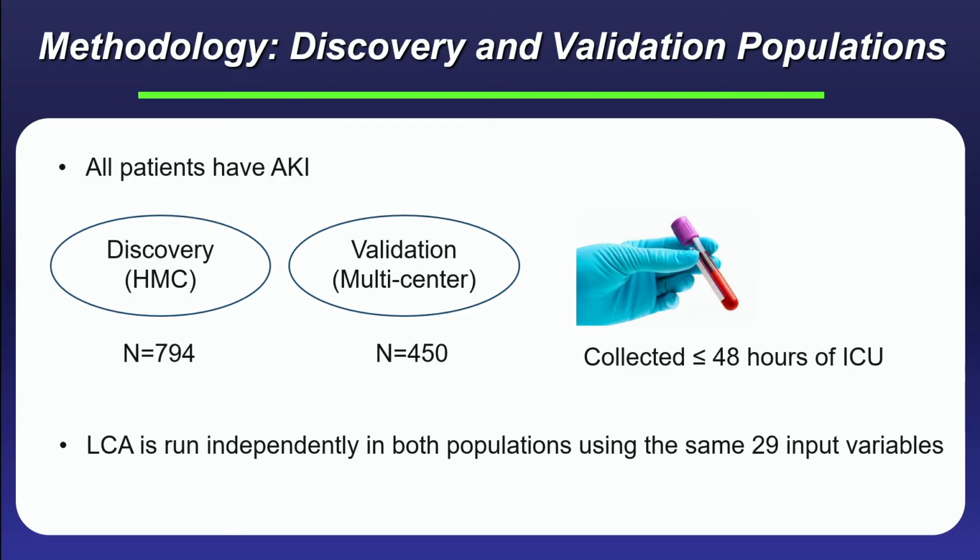So then what did we do? We looked at 2 cohorts of patients. All patients had acute kidney injury and were admitted to the ICU. The discovery population was a prospective cohort of ICU patients we enrolled at Harborview Medical Center. It was almost 800 patients, and then the validation population included patients enrolled mostly external to the University of Washington, so Massachusetts General Hospital, UCSF, as well as Penn. All patients had EDTA plasma collected within 48 hours of ICU admission, and LCA was run independently in both populations.